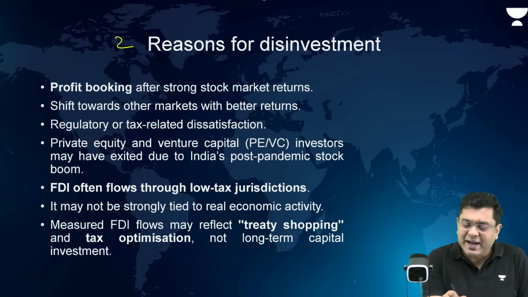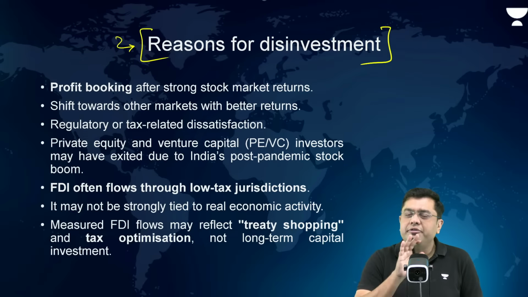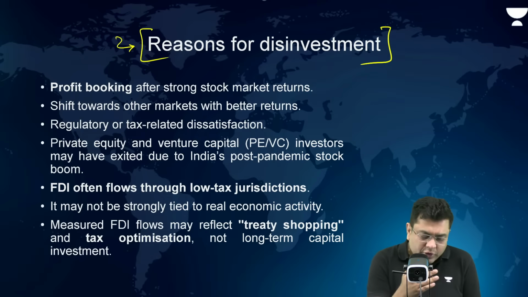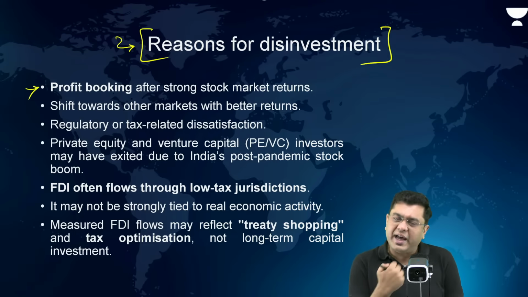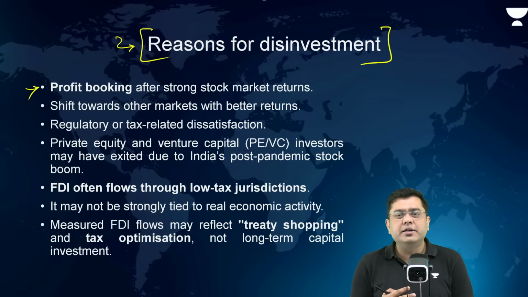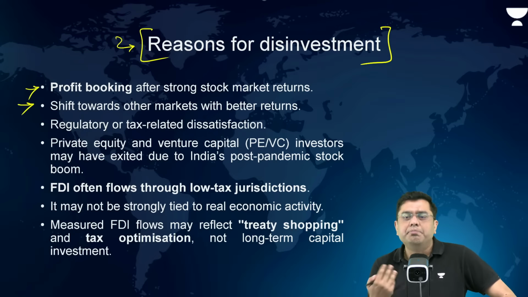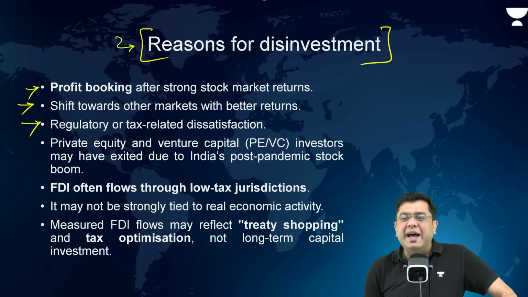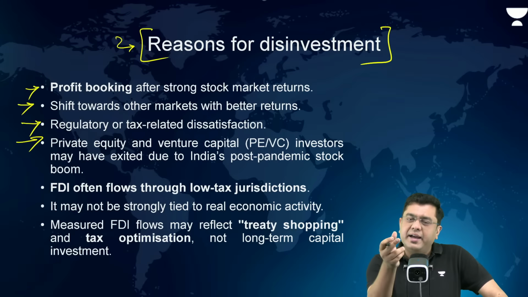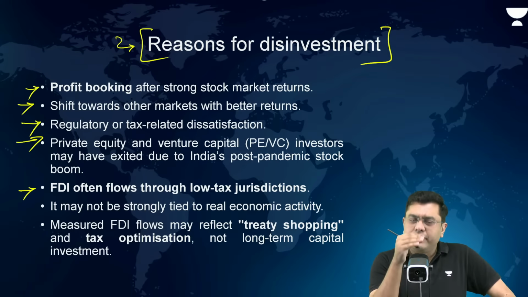Now, why is it that there is disinvestment or the money which is going out in one way or the other? Why is it so? There are multiple reasons. Profit booking after strong stock market returns. As soon as the stock markets return good, there is withdrawal. Shift towards other markets with better returns, other emerging markets. Regulatory or tax-based dissatisfaction. Private equity and venture capital funds are dominant. They are anyways for the short run. FDI often flows through low tax jurisdictions.